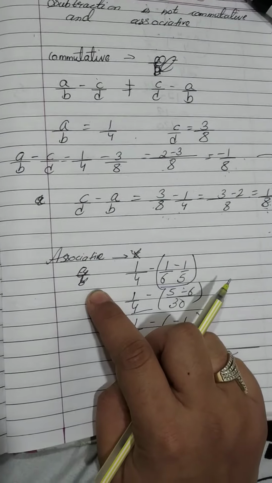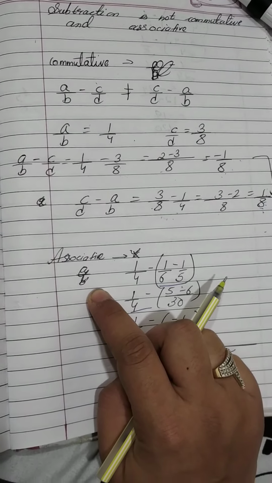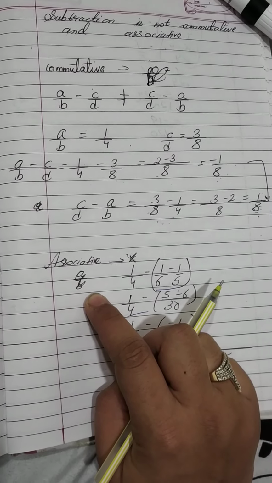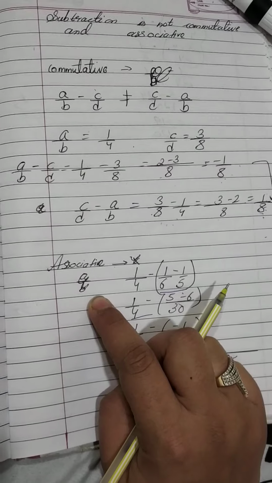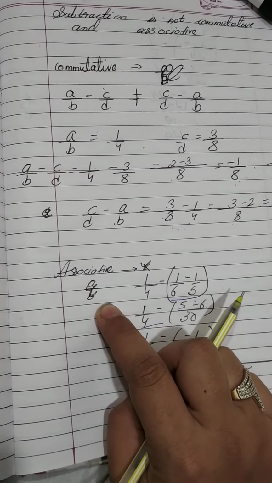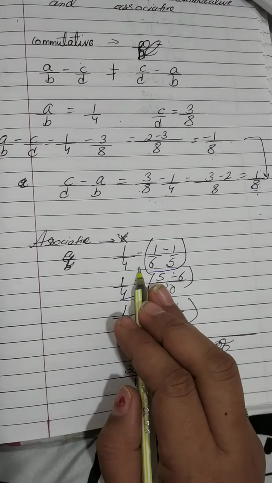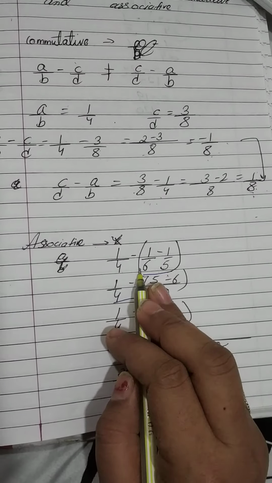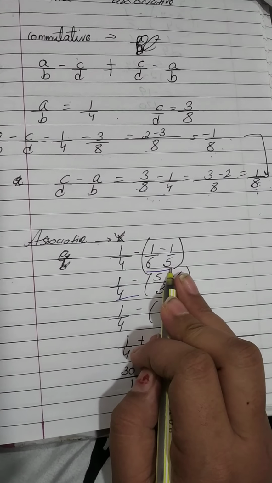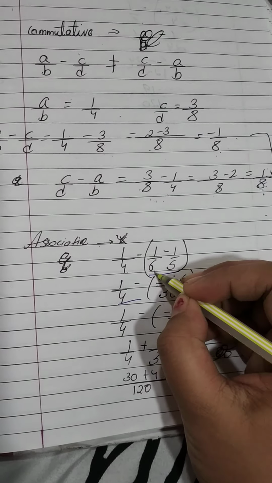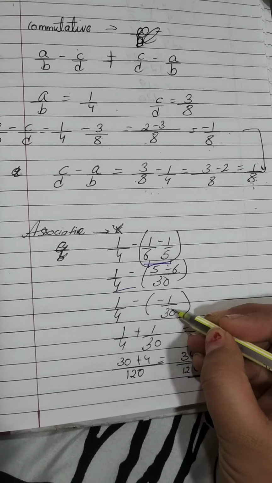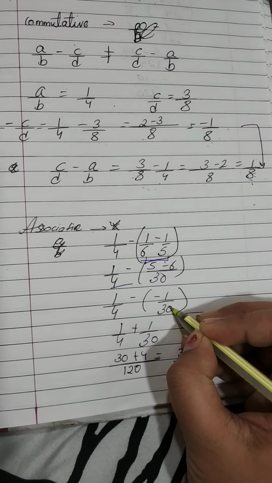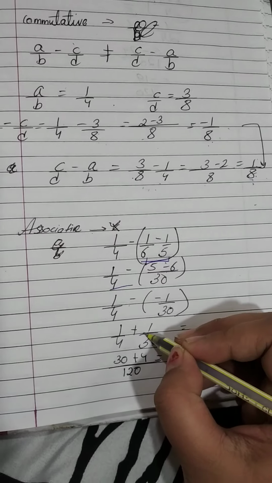Similarly, it is not associative. Obviously, if it is not commutative, if we change the order, the answer will not be the same. The same thing happens with the associative. I have taken three rational numbers: 1 upon 4 minus 1 upon 6 minus 1 upon 5. First, I am subtracting these two. On subtracting, I am getting minus 1 upon 30. Minus minus plus.